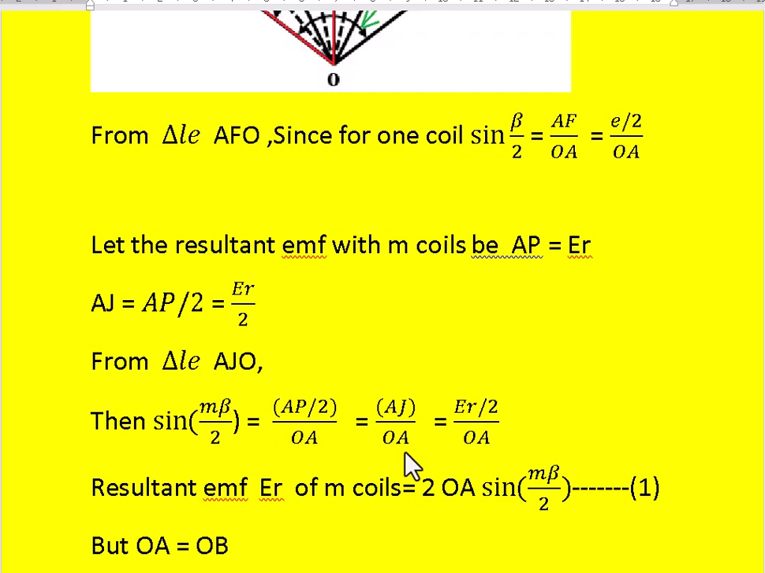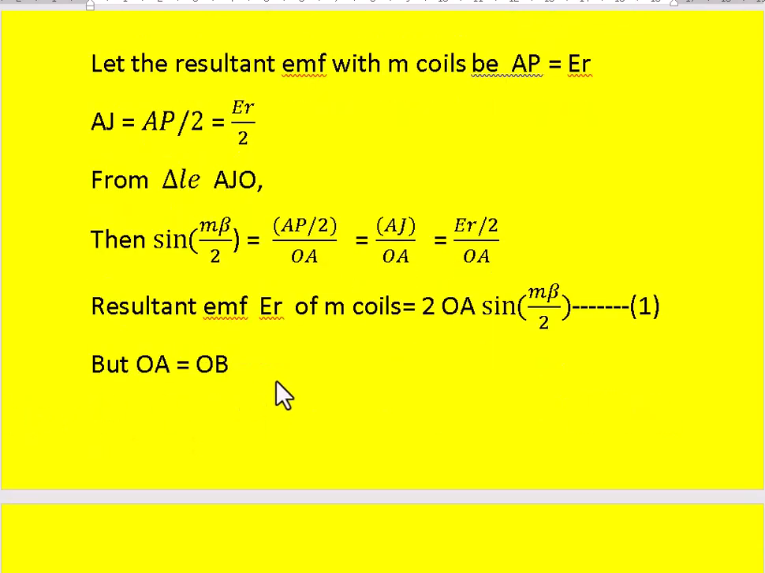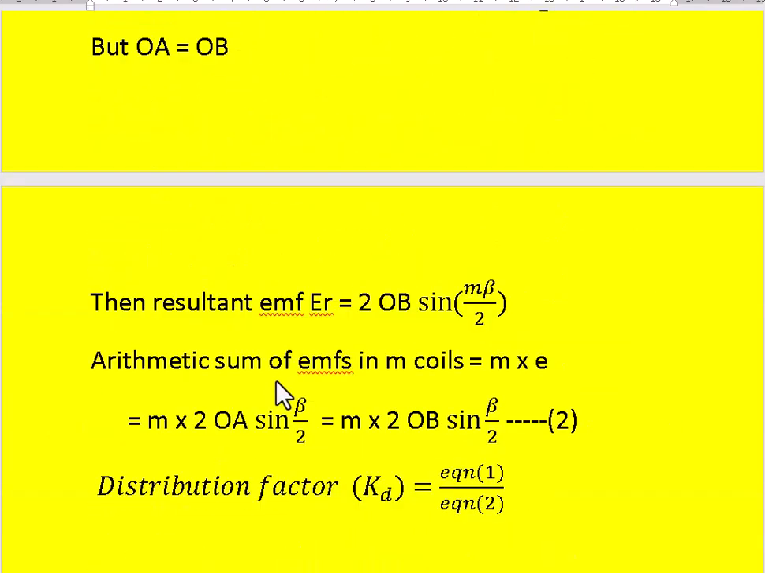AJ is nothing but ER by 2. So the denominator is as it is, OA, and then the resultant voltage for M coils we can write as equal to 2 into OA sine M beta by 2. This is nothing but the vector sum of M coil voltages, and say this is equation 1.